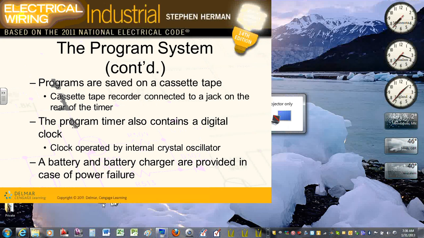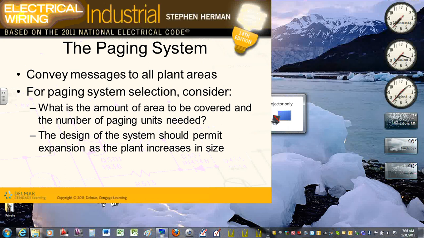Okay, so that's your program system. Any questions about the program system? Any questions about the program system? So you accept big horns in certain areas to communicate these tones and bells and buzzers to the labor, with an assembly line labor, right? Any comment about the program system? That's your program system.